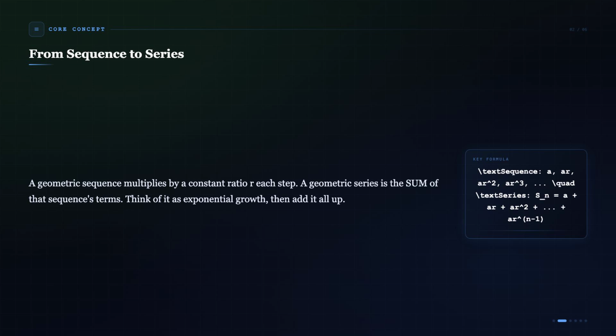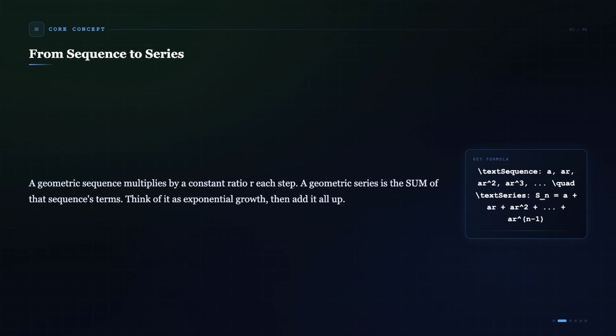The formula for the sum of the first n terms of a geometric series, which we write as S sub n, is this. S sub n equals a times the quantity 1 minus r to the power of n, all divided by the quantity 1 minus r. This formula works for any common ratio r that is not equal to 1. It's crucial to remember the structure. The first term a multiplied by 1 minus the common ratio raised to the number of terms, all over 1 minus the common ratio.